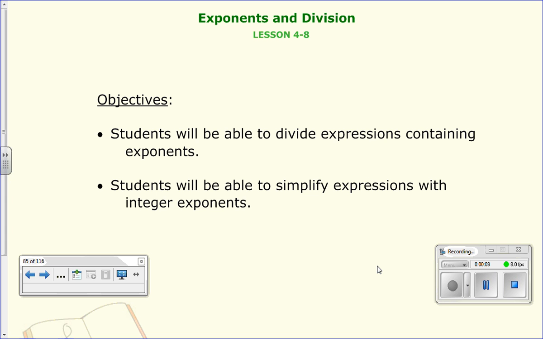In last night's lesson, we looked at exponents and multiplication. So now it's only right that we go through exponents and division. Our lesson tonight has two objectives. First, you're going to be able to divide expressions containing exponents. And secondly, you will be able to simplify expressions with integer exponents.